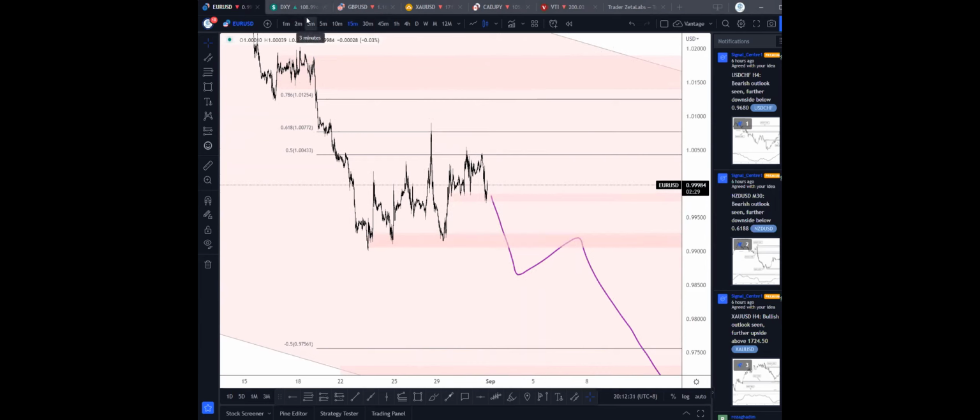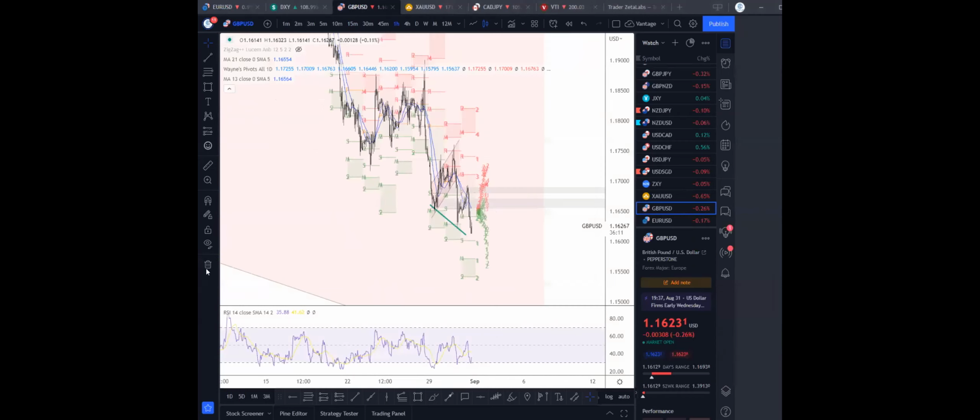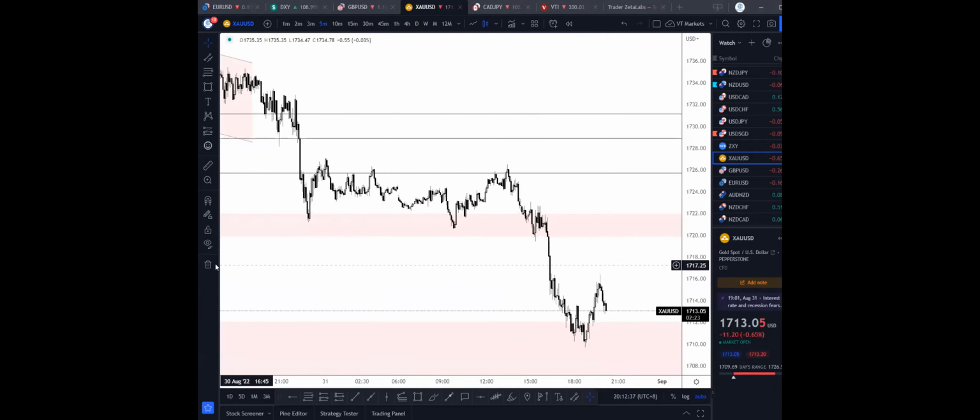It's another 2 more minutes before the big announcement. Let's take a look at pound. No, let's take a look at dollar. Gold.